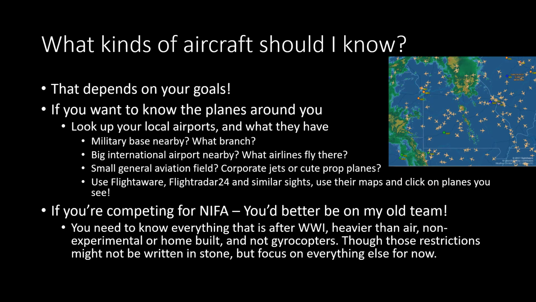So what kinds of aircraft should you know? That depends on what your goal is. If you want to just know what's flying around in the sky around you, then look up your local airports. They'll usually be able to tell you what they have. If there's a military base nearby, you should know what branch it is, and then you can Google that branch's aircraft and see what they fly. If there's a big international airport nearby, you'll be able to find what they have on FlightAware and FlightRadar24, and knowing what airlines fly in and out of there really helps. And small general aviation fields will usually have corporate jets and little prop planes that you can also figure out through FlightAware.